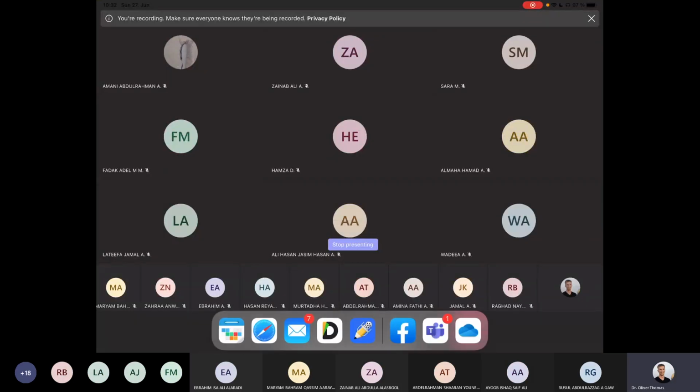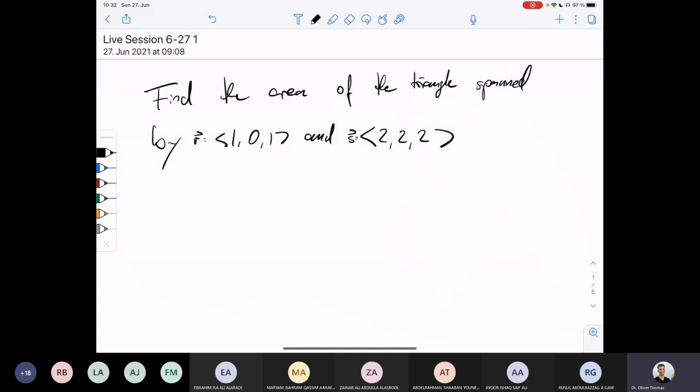Okay, so we have the following. Imagine you have the following task: find the area of the triangle spanned by two vectors. So the idea is that you have a vector and a vector, and this could be R and this could be S, and of course the drawing is not accurate, but that's not the point. And you wonder, okay, what is the area of the triangle that we get when we connect these two, and then we are interested in this.